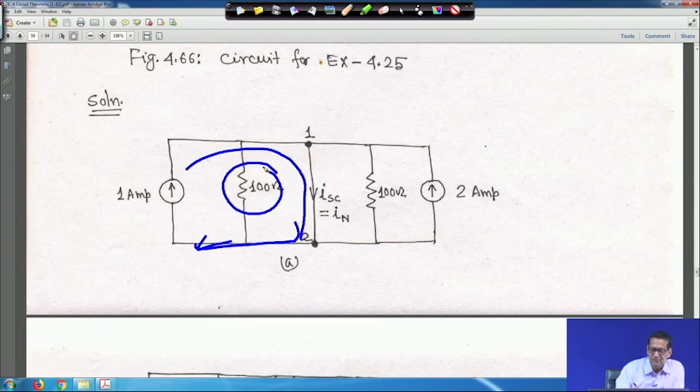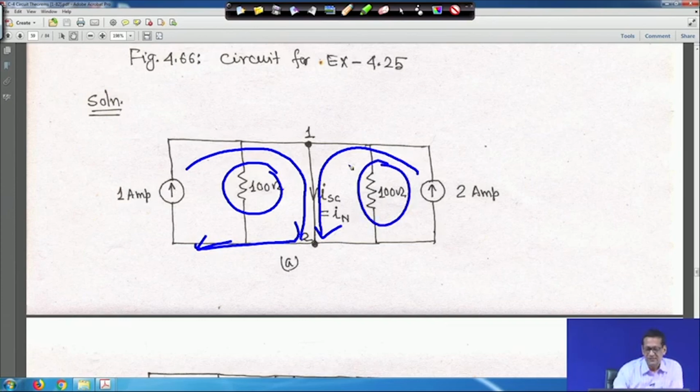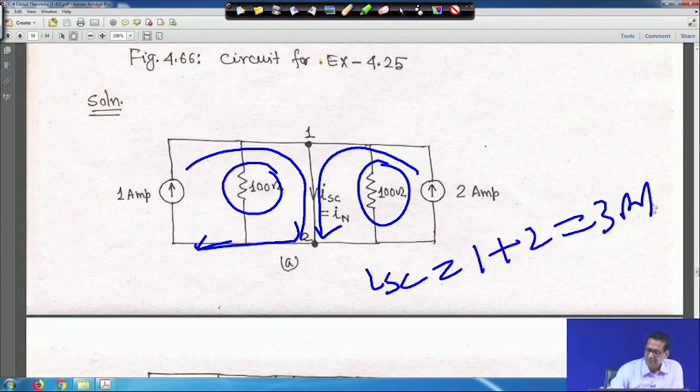Because it is shorted, this 1 ampere current will not flow through this 100 ohm resistance, and similarly this 2 ampere current also will flow through this path, because these two are ineffective, since it is shorted. That means my ISC is equal to 1 plus 2, that is 3 ampere. Whatever I was telling, 2 plus 1, initially 3 both upward, and finally this 1 ampere current is flowing here and 2 ampere current is flowing here. And this is shorted and this is shorted.